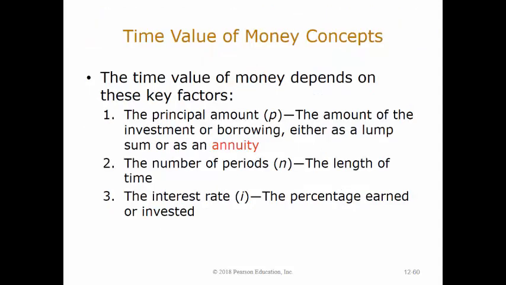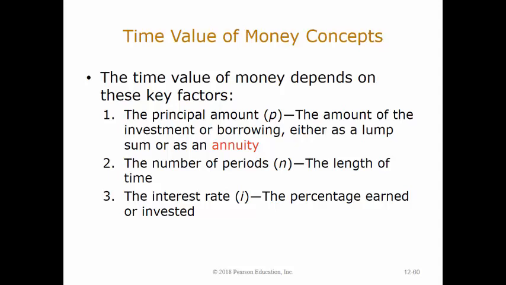The time value of money depends on these key factors: the principal amount, P, the number of periods, N, and the interest rate, I. The principal, P, refers to the amount of the investment or borrowing. We state the principal is either a lump sum or an annuity. An annuity is a stream of equal cash payments made at equal time intervals. For example, $100 cash received per month for 12 months is an annuity.